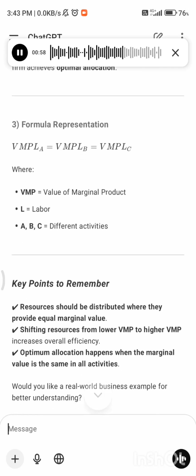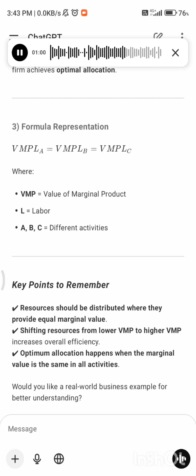Formula representation: VMPL A equals VMPL B equals VMPL C, where VMP equals value of marginal product, L equals labor, A, B, C equals different activities. Key points to remember. Resources should be distributed where they provide equal marginal value. Shifting resources from lower VMP to higher VMP increases overall efficiency. Optimum allocation happens when the marginal value is the same in all activities.